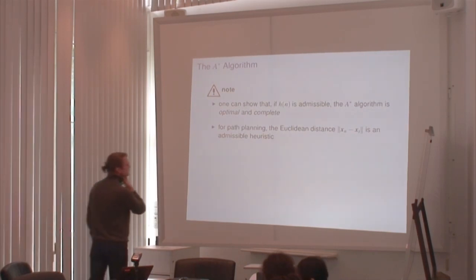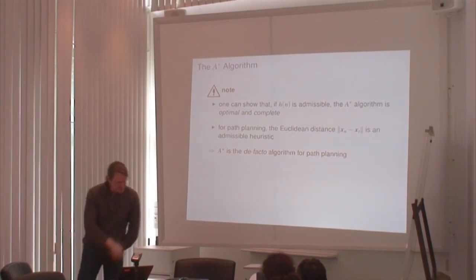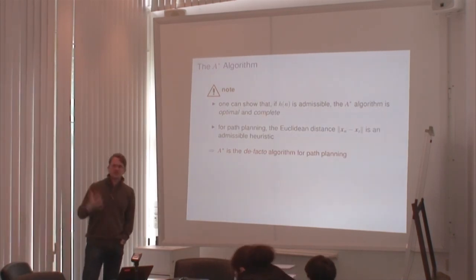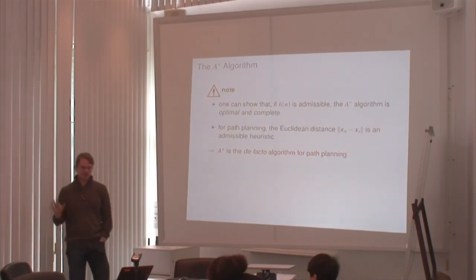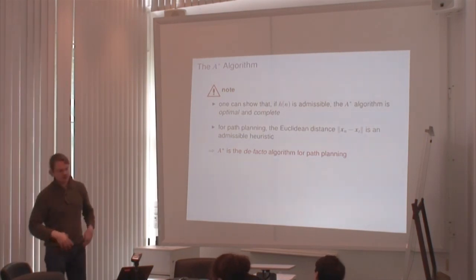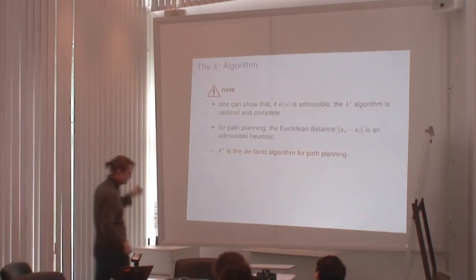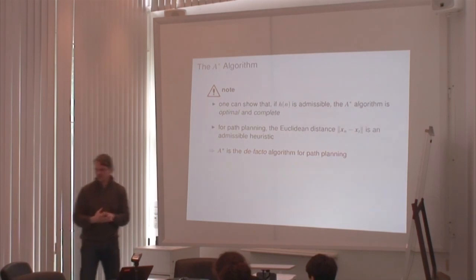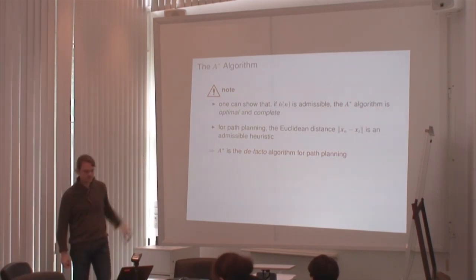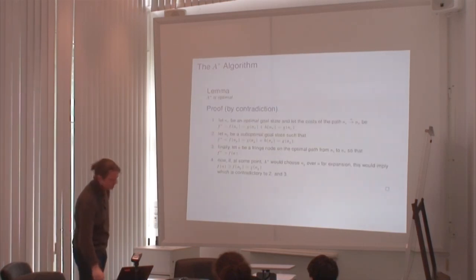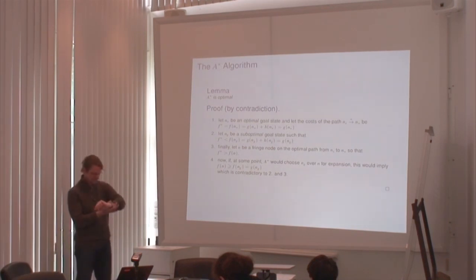In path planning, Euclidean distance is an admissible heuristic, and A star is the de facto algorithm for path planning. Hands down, path planning is done with A star. There are clever extensions and variations of it, so you can use A star in bidirectional searches and so on and so forth. But path planning at its heart is done using this algorithm.